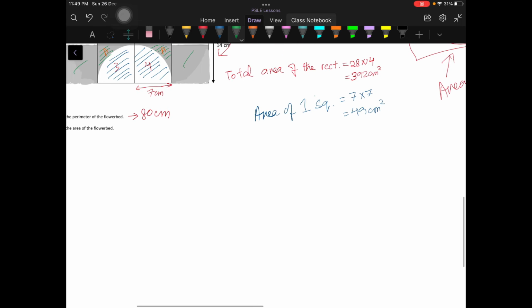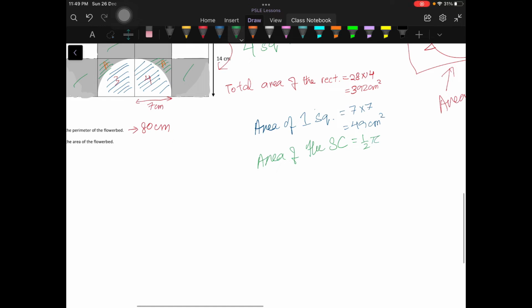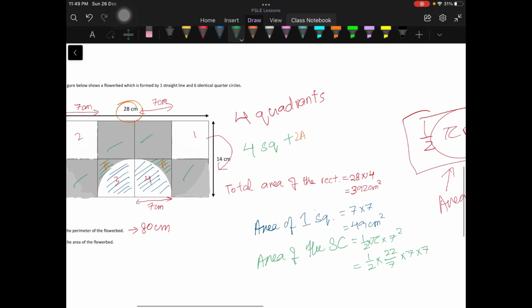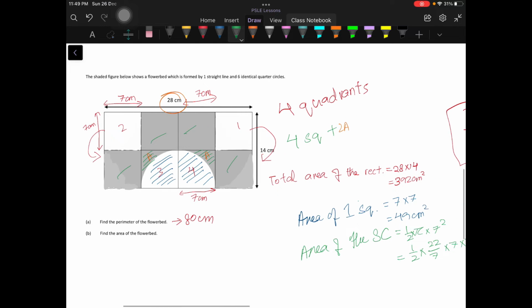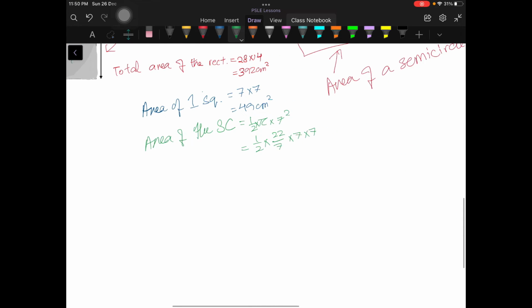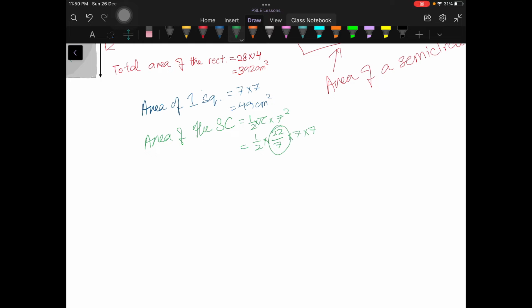So the area of the semicircle, I'll put SC for short, is half times pi times r squared, which is 7 times 7, or 7 squared, and this would give us half times 22 by 7 times 7 times 7. Now we are using 22 by 7 because I think I forgot to mention in this version of the question that we take the value of pi to be 22 by 7. I mentioned it in part A, so that's why I took 22 by 7 over here.